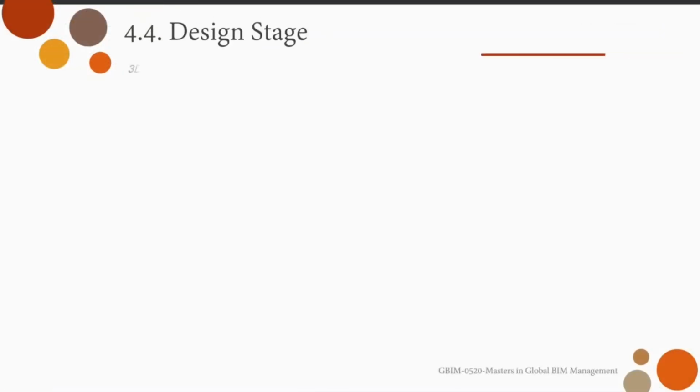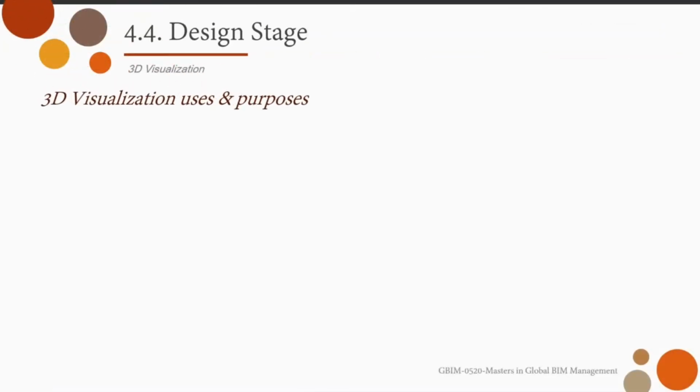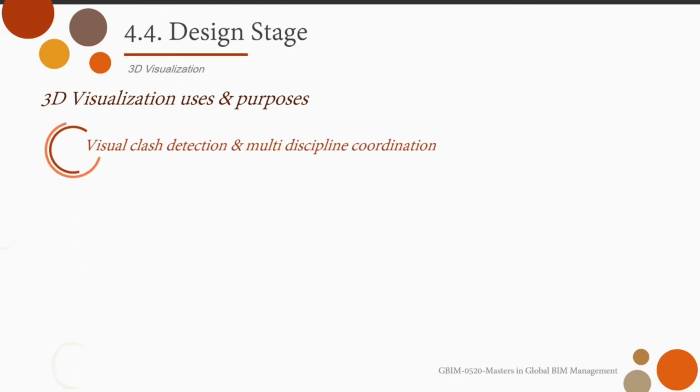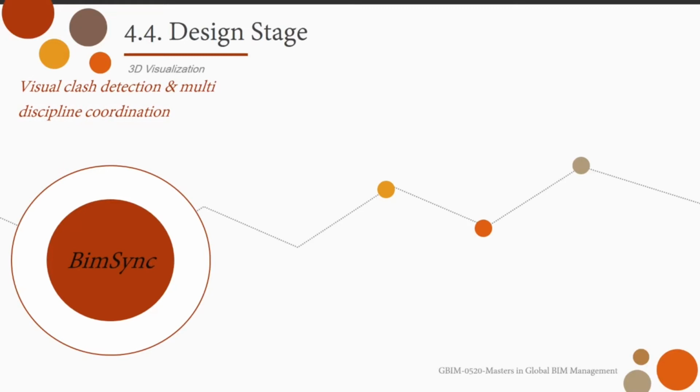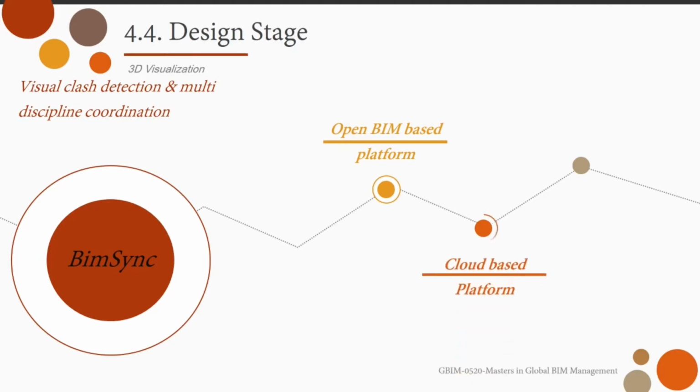3D visualization, which we used for our project for 2 main purposes: visual clash detection and multidiscipline coordination, and visual presentation. For visual clash detection, we used BIMsync for many reasons. Firstly, it's an open BIM platform, which accepts IFC and generates BCF files and reports, which in turn allows participating in the coordination process for all stakeholders and disciplines.